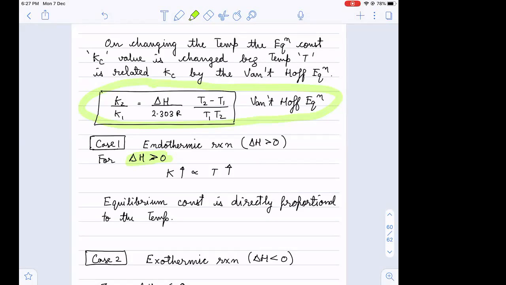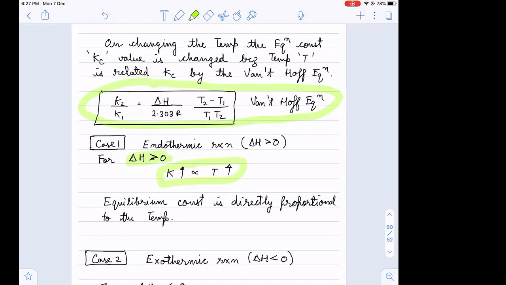So these are two cases. We'll discuss two cases. Please see case one. In case one, we have an endothermic reaction. Can anybody tell me what an endothermic reaction is? Delta H is positive, and it is a heat absorbing reaction. Those are known as endothermic reactions. So I say for delta H greater than 0, K is directly proportional to T.